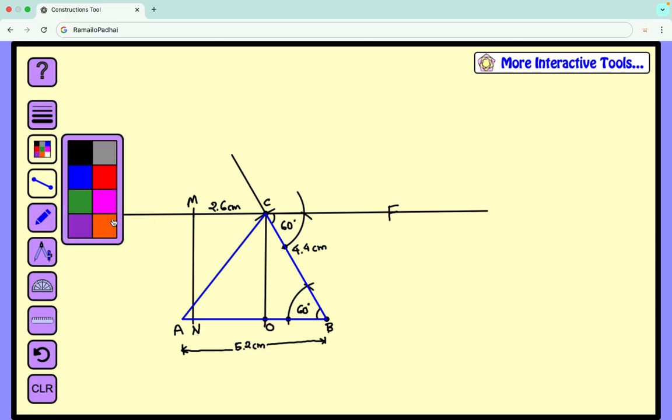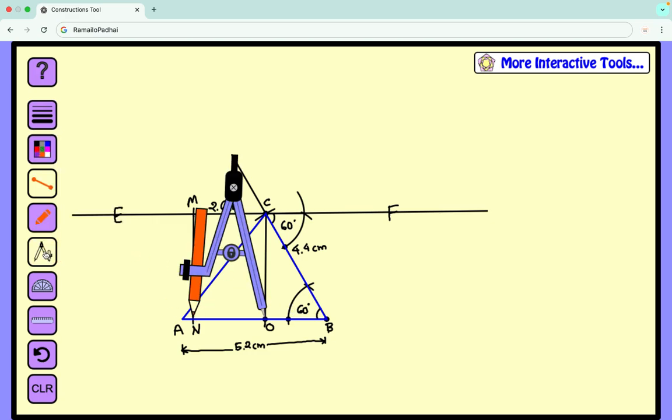Now coming to rectangle, this MNOC is the required rectangle. Okay, so this is about this construction.